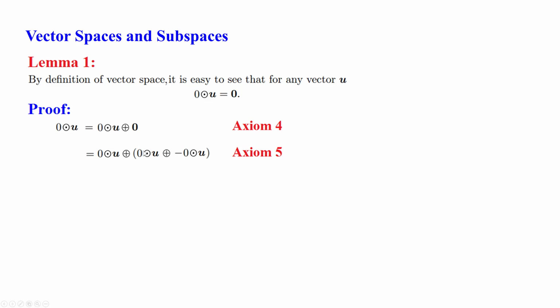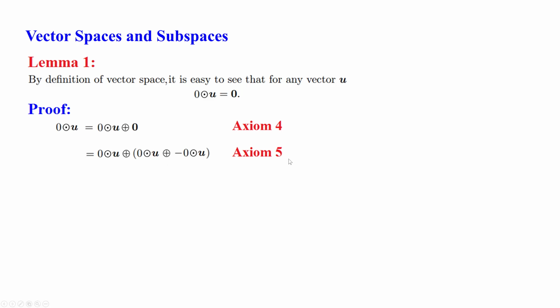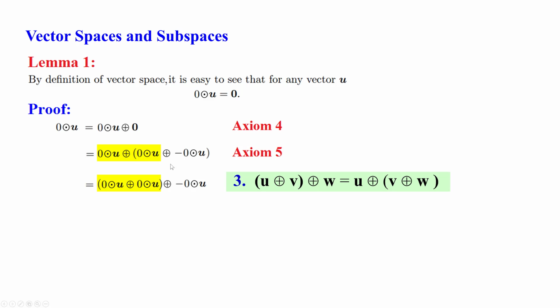Now, any vector, so what is 0? 0 is any vector plus its additive inverse. This is just notation for the additive inverse of this vector, and that's axiom 5. Now by associativity, instead of adding the second two vectors first, I can add the first two vectors. Notice I'm not switching the order of anything. I'm not using commutativity. I'm just reassociating the parentheses.